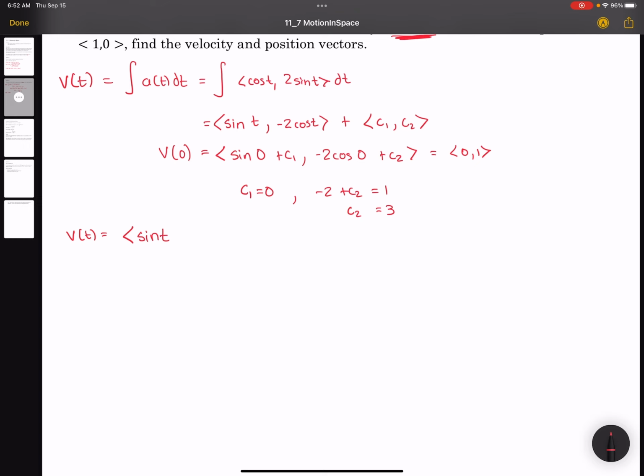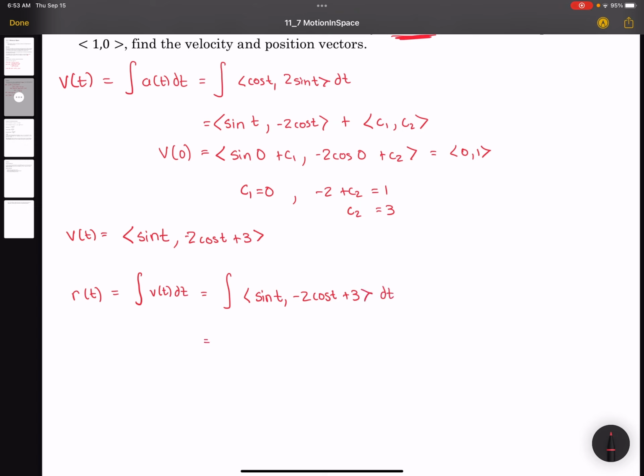sine t, and negative 2 cosine t plus 3. I keep my variables first. And so now position is going to be the antiderivative of our velocity vector, which is going to be the antiderivative of sine t, and the second component is negative 2 cosine t plus 3 dt.